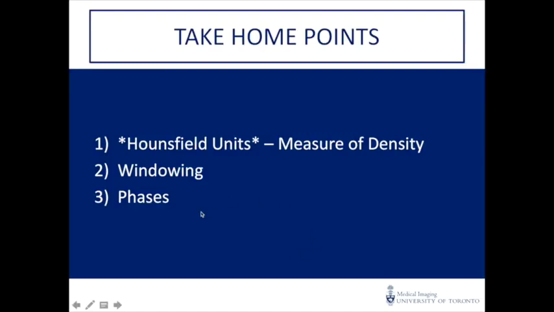3. Phases. Very briefly, we talked about the basic concept that is when we inject IV contrast, we wait a certain amount of time, and then we image. And we're going to discuss a lot more about phases when we talk about each of these systems moving forward.